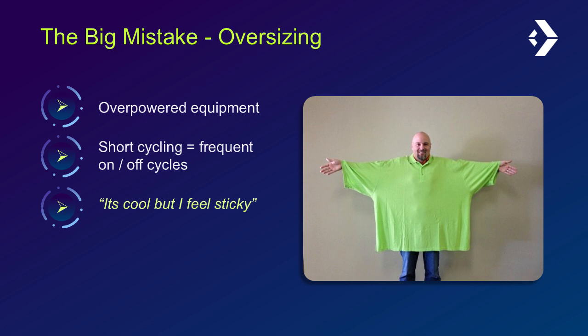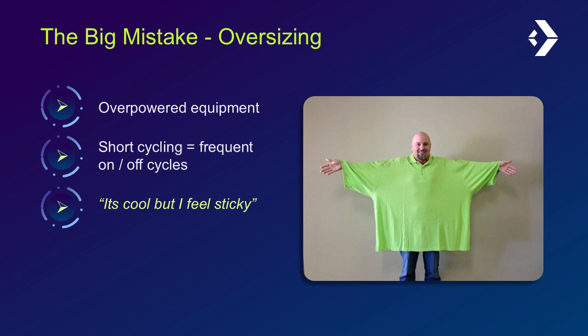So let's talk about the elephant in the room, oversizing. Oversizing happens when we install equipment that's overpowered for the home's actual load. Oversized equipment can lead to short cycling, frequent on and off cycles, which increases energy costs by reducing efficiency, reduces equipment lifespan by increasing wear and tear, and provides for poor indoor comfort through less consistent indoor air temperatures.